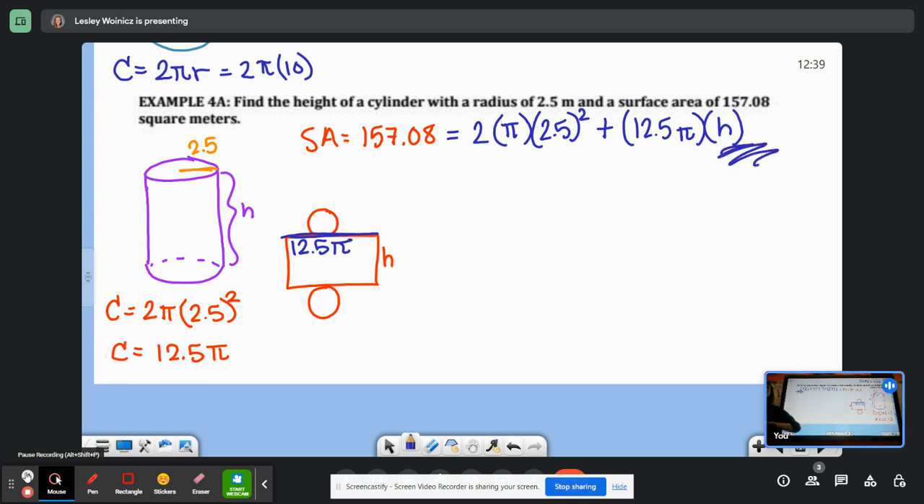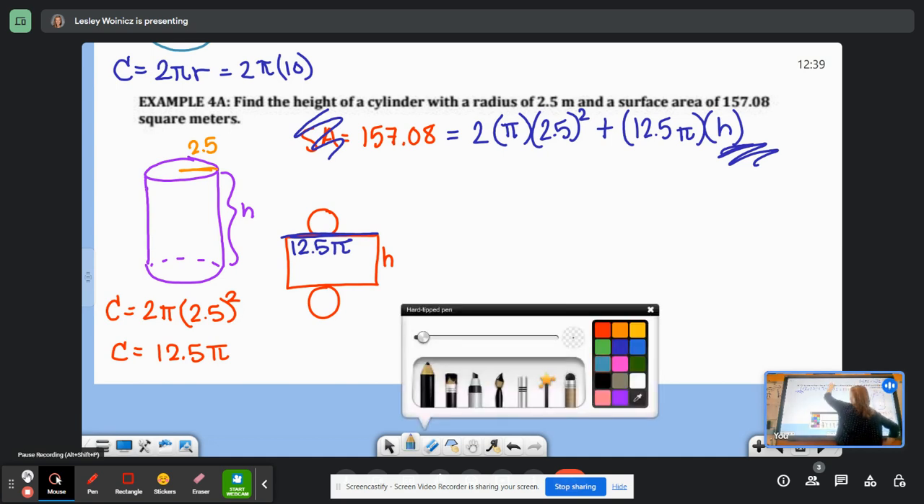So we can set it up exactly the way we set up the other ones, but we just leave the h in for the height because we don't know it. We know what the surface area is, so we don't need this. We just have to solve this for h. So if I simplify this chunk right here, I'll get a number. So what do I get when I do 2 pi times 2.5 squared?